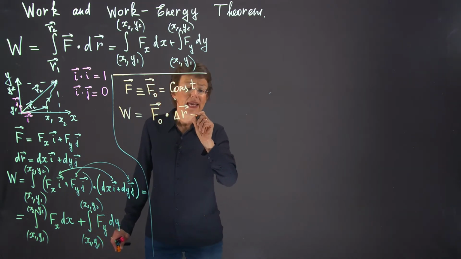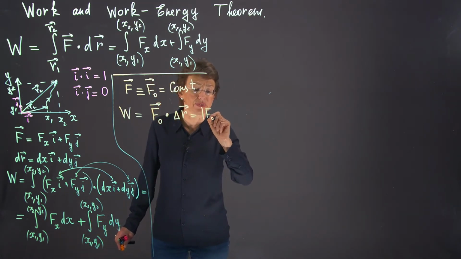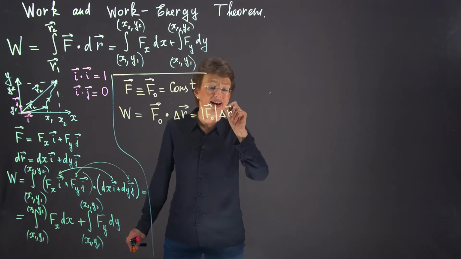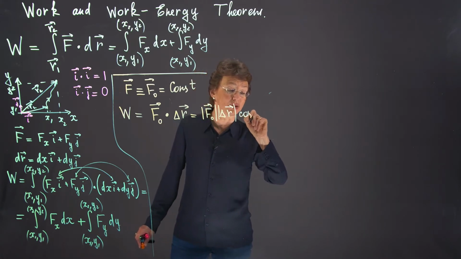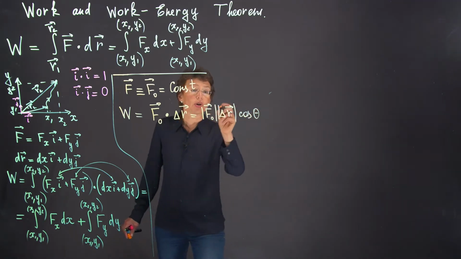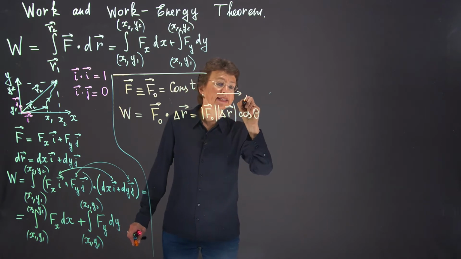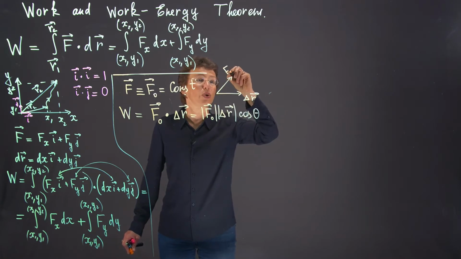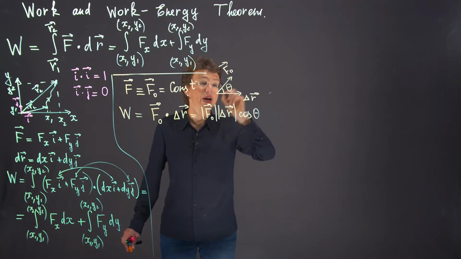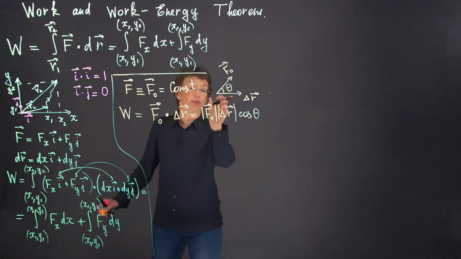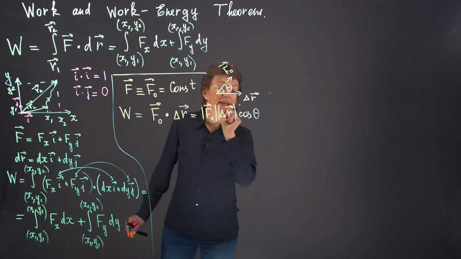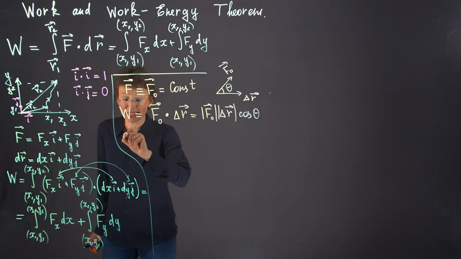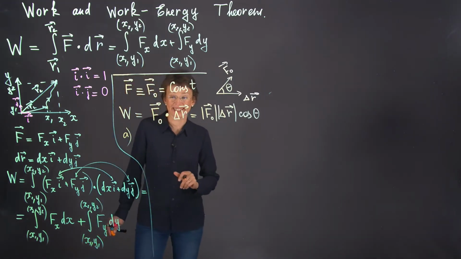What is this? It is magnitude of the first vector, which is F naught, magnitude of the second one, dr, times cosine of angle between them. So if this is my displacement, dr, this is force, F naught, and this is the angle theta, then F naught delta r and cosine theta. Next, I will consider an even more special case.